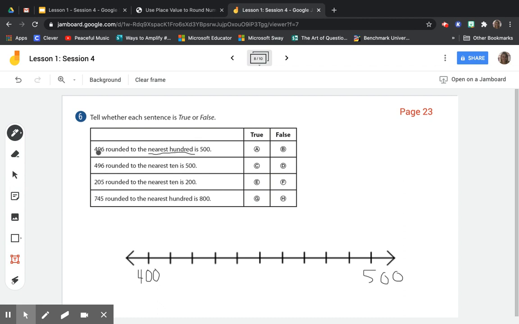And I know that 496 is right by 500 because it's 96, it's almost 500. So this is true. Okay, now let's look at the next one.